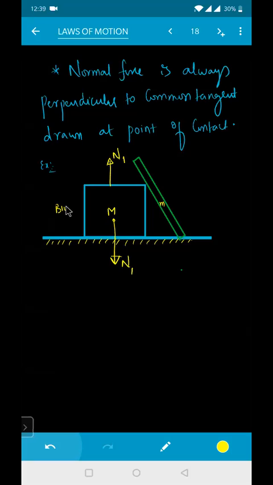This is your block. Now see, these two are in contact right now, so these two are acting at this contact. So this will exert the normal force acting on this body.